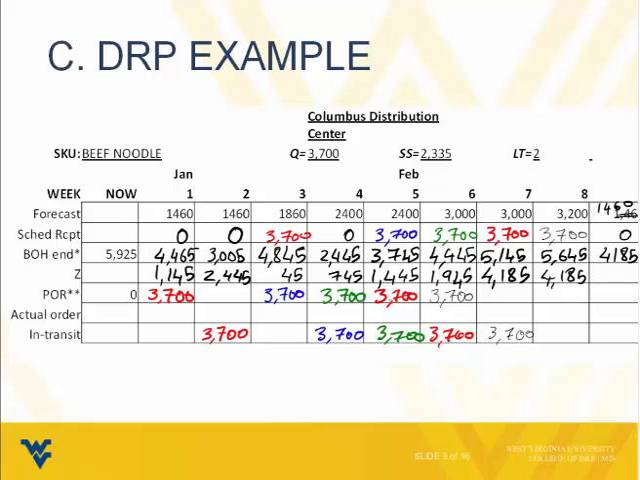So this is a DRP for one SKU. Now you have to construct a DRP for all of your hundreds or thousands of SKUs. All right? So what you would do is you would take this and put it in an Excel sheet and do it for all of your SKUs.